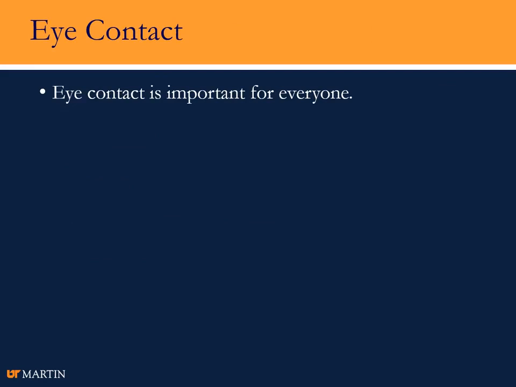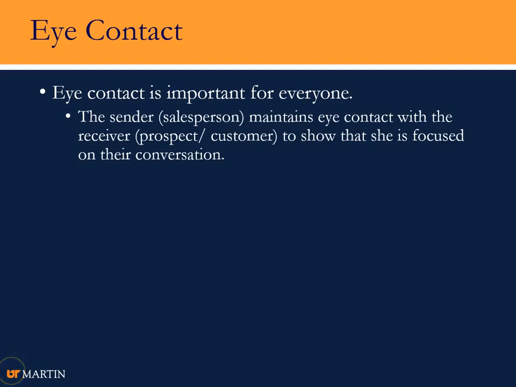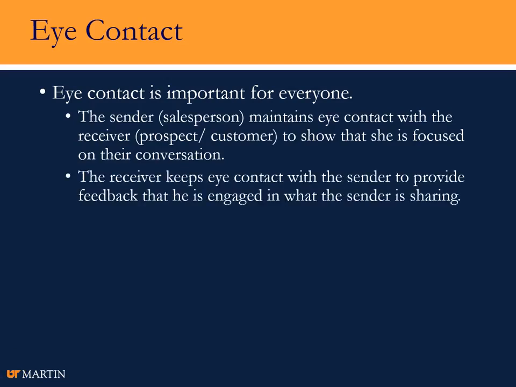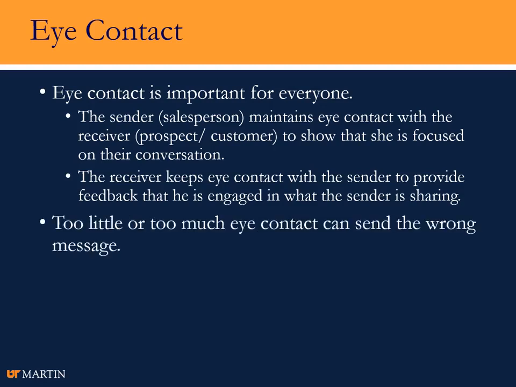Eye contact is very important. Maintaining that connection with somebody lets them know that you're invested and engaged, and it sort of convinces them to also be invested and engaged. So as a salesperson, maintaining eye contact is important. As a receiver, you're giving eye contact back to the sender to make sure that they know you're engaged. So it's a reciprocal sort of process.